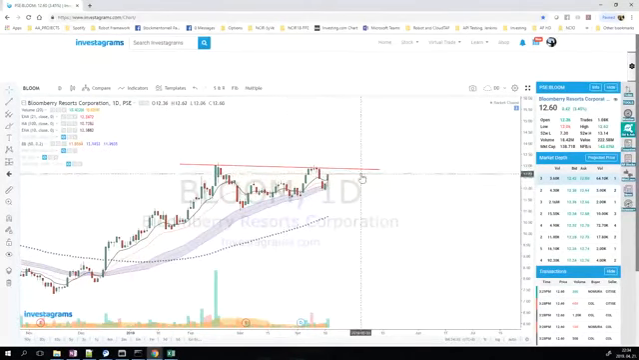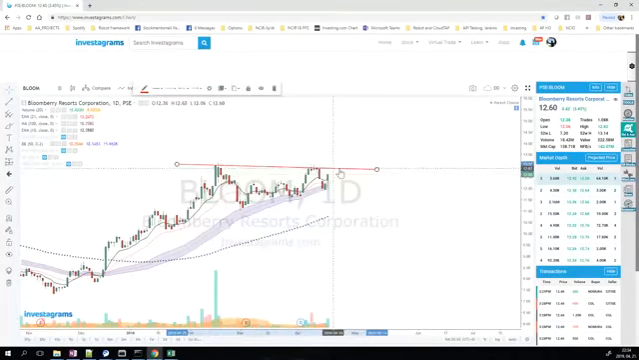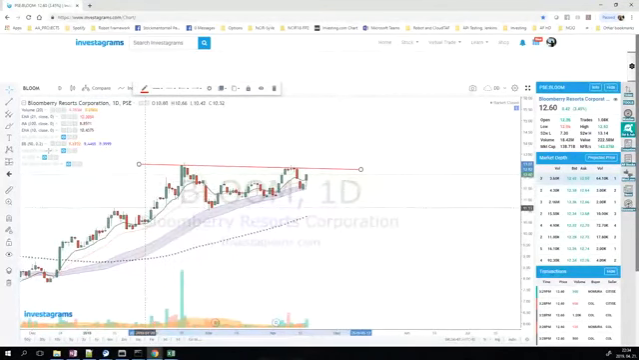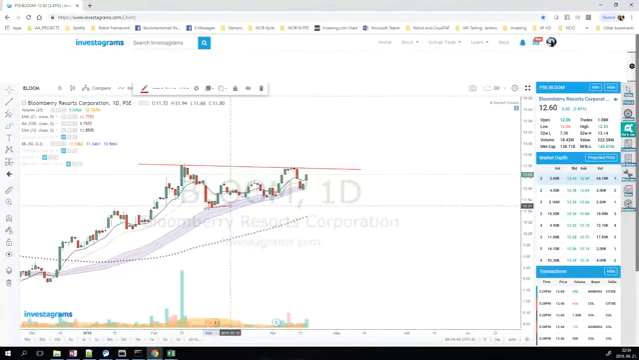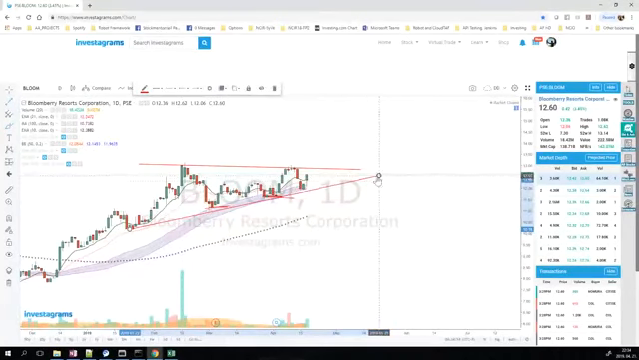So, with this, there is a resistance here. And the price is just sitting above the BB channel. And then, aside from that, it's creating these uptrending or ascending pivot points. So, which is now forming this ascending triangle, which is a bullish pattern.